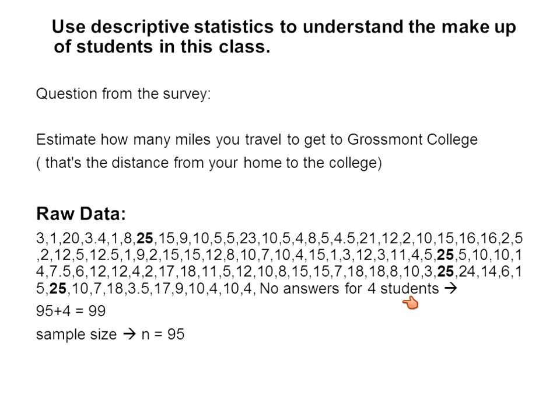Now, I had 4 students who did not answer. No answers for 4 students. So I had 95, but then 4 students didn't answer. There were 99 people who responded, but 4 students did not answer this question.